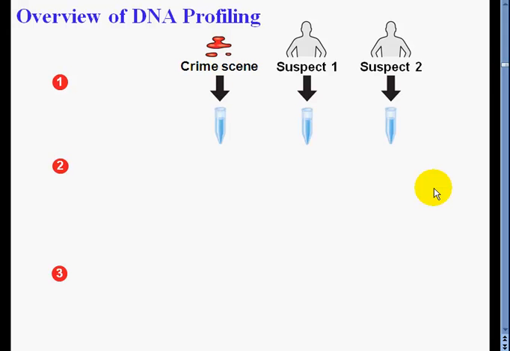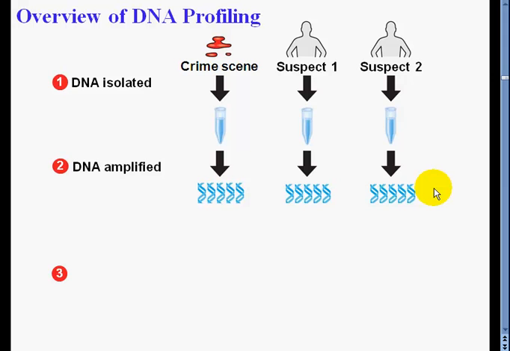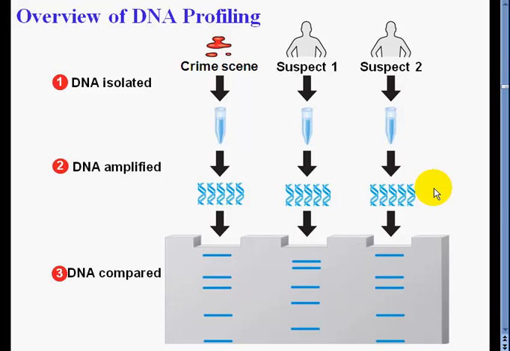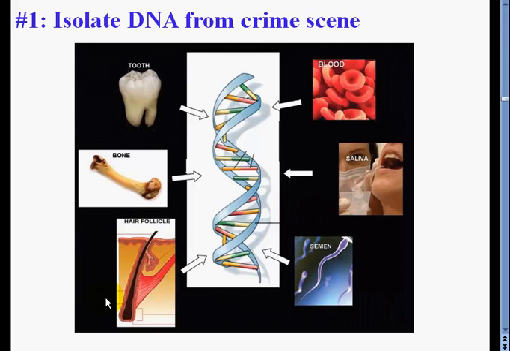So the first thing that has to happen is that you need to isolate DNA from the crime scene. The next thing you do is make lots of copies of that DNA, known as DNA amplification. And then finally, you compare the DNA that you found at the crime scene to the DNA of your suspects. Right now, we're going to take a closer look at each of these three steps, and we're going to pay particular attention to this step.